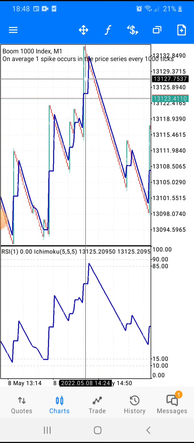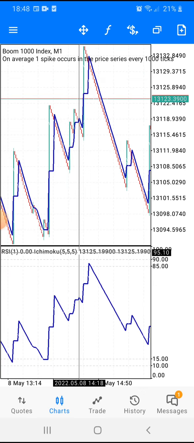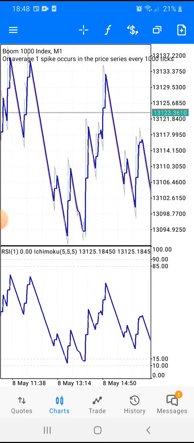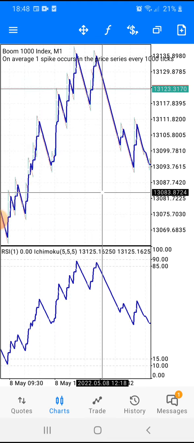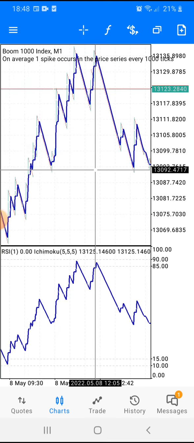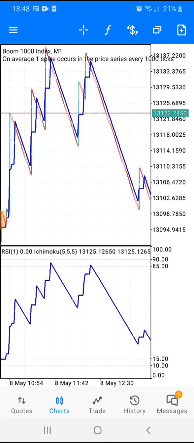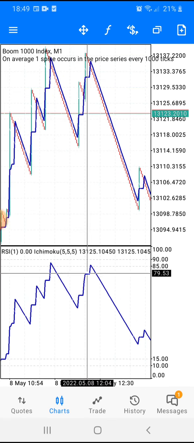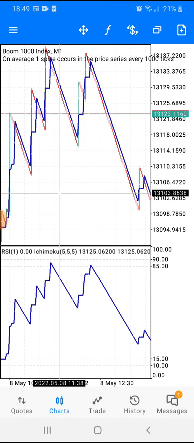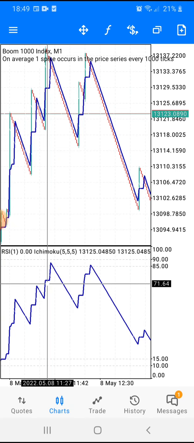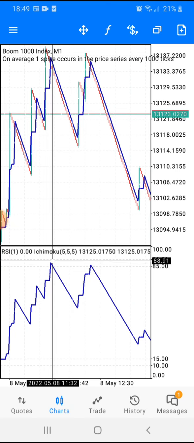Here we can see that when we zoom out, let's zoom out, zoom in completely, that one was not a reliable signal. Here we have a perfect signal. Let me zoom in so that we can see what took place here. Okay, here we can see that there was a spike, and then our Ichimoku was between level 85 and 90.